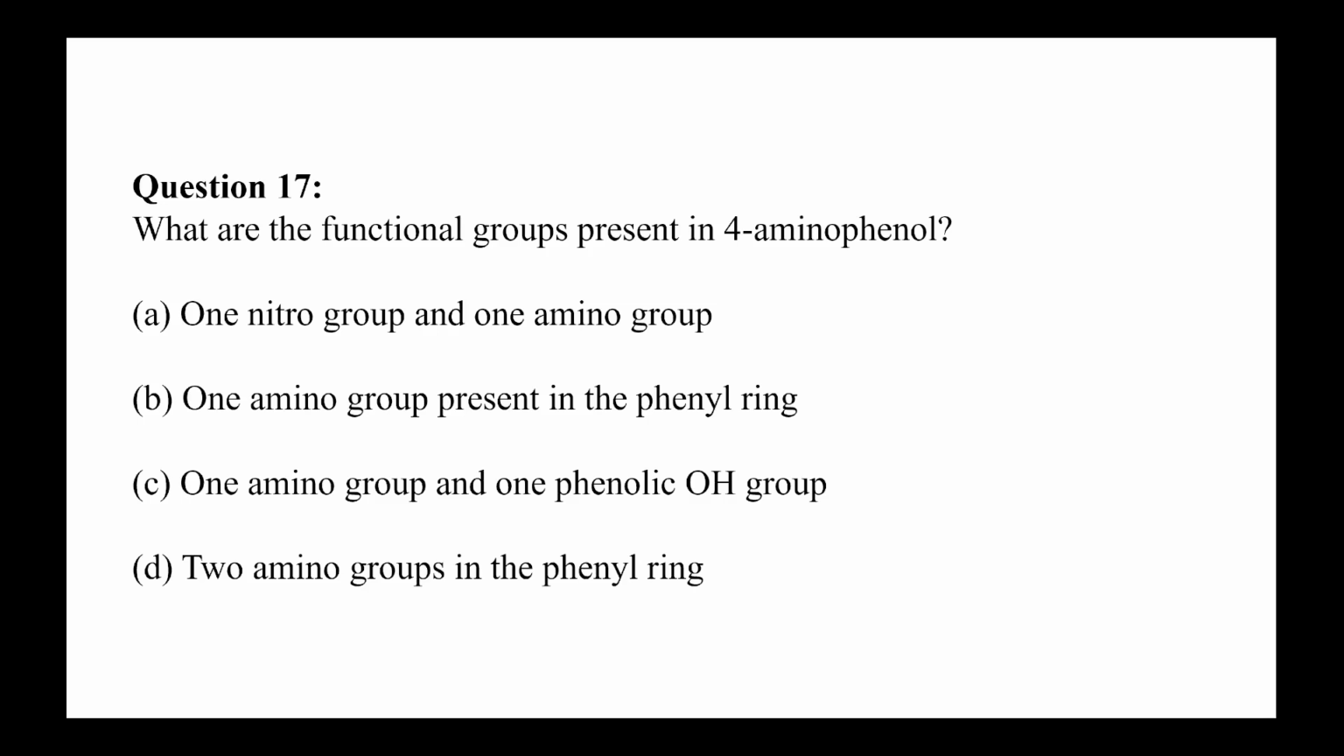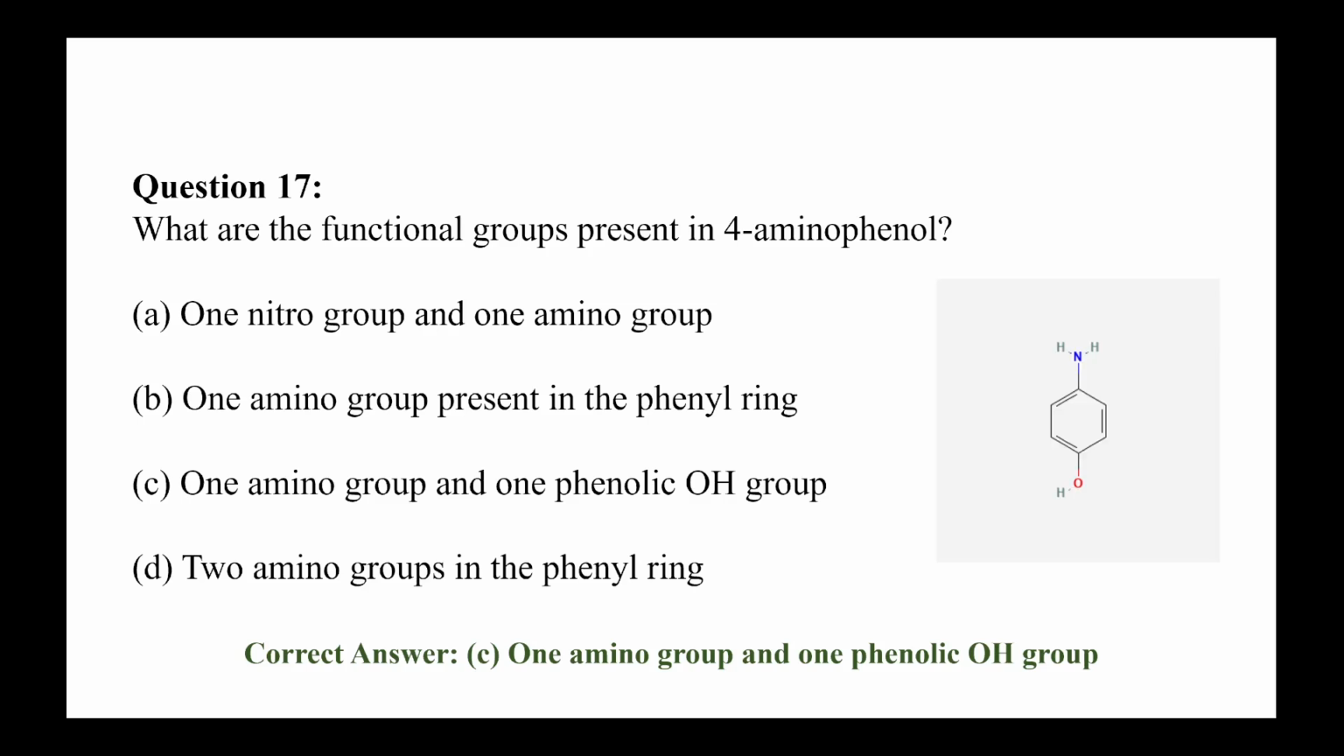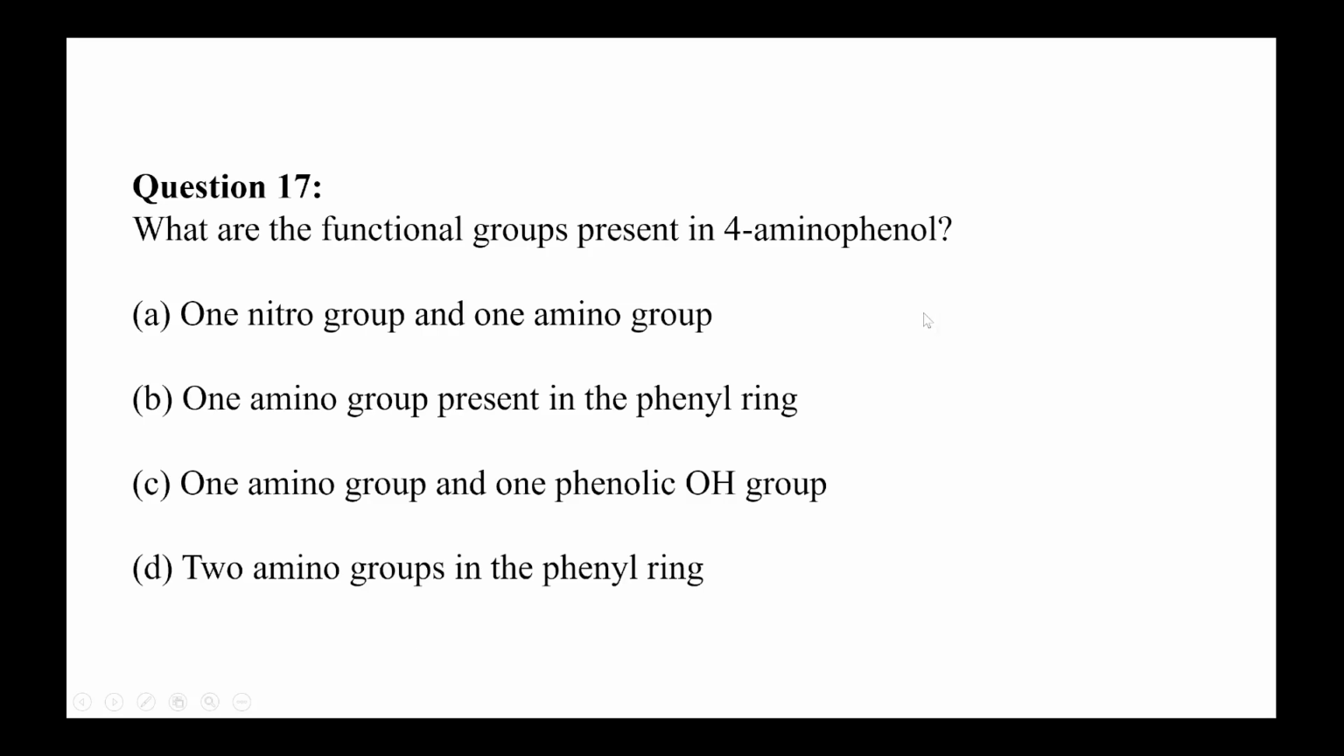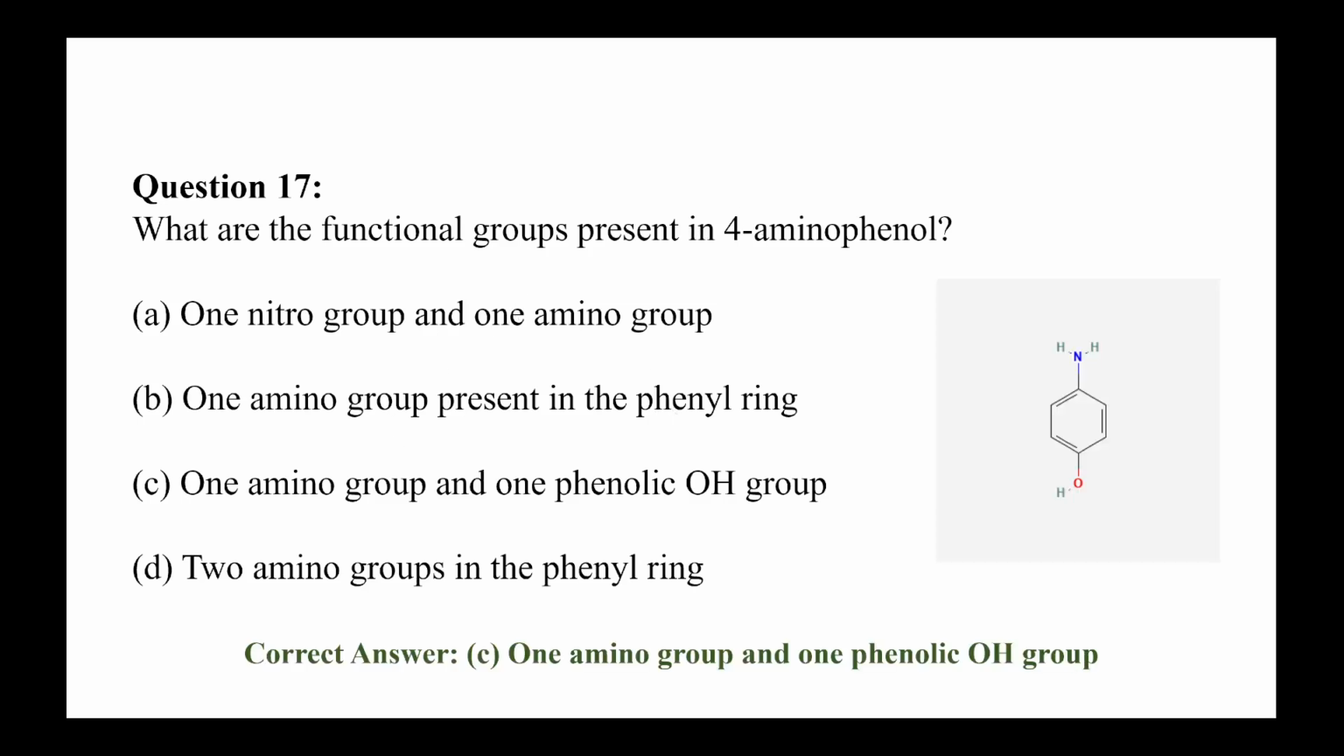We can move on to the next question, that is question number 17. What are the functional groups present in 4-aminophenol? So 4-aminophenol, what are the functional groups present in 4-aminophenol? You can see in the name it is amino and a phenol. Phenol means a benzene ring with an OH group. So the functional groups that are present are one amino group and one phenolic group.